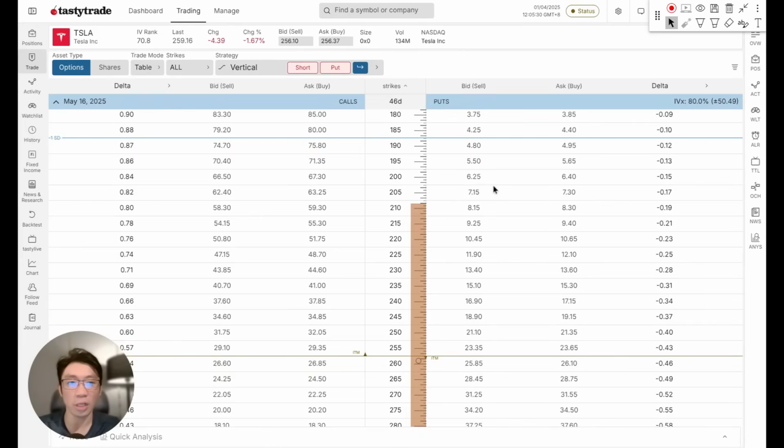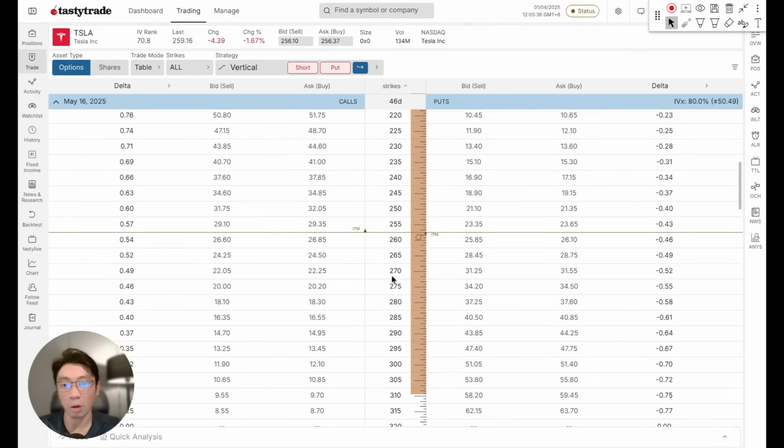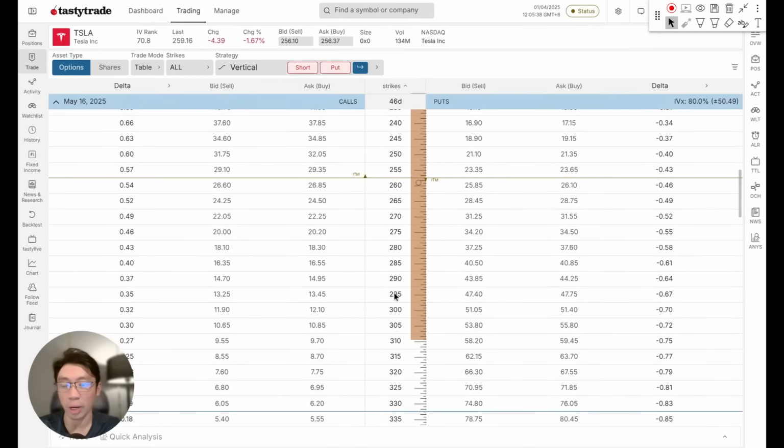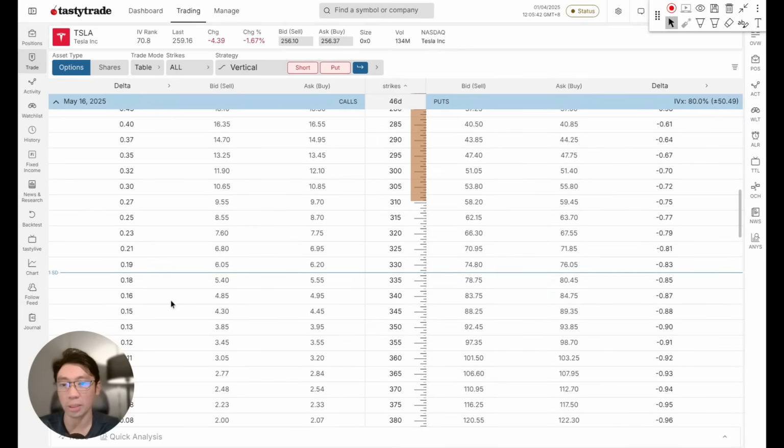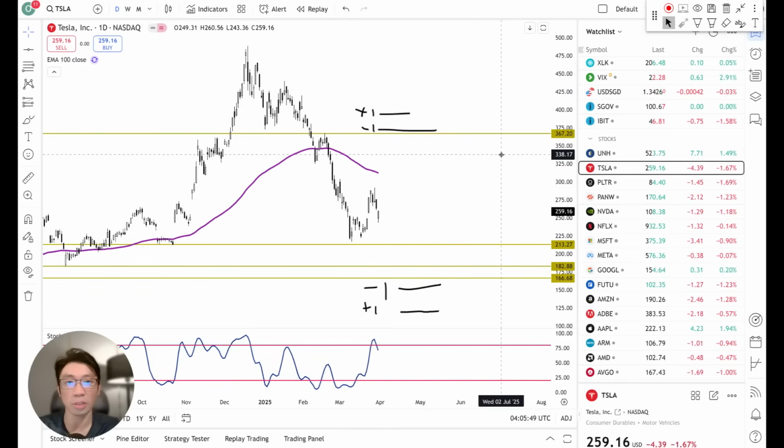So as you can see over here, somewhere we can go for around the 200 and 205 on the short put side, and on the call side we can go for somewhere around, let's take a look at the delta, 16 to 20 delta. So probably somewhere around here, which is around 340. So let's take a look at the chart again, and you can see that 340 is actually below here, and $200 is actually somewhere around here, right?